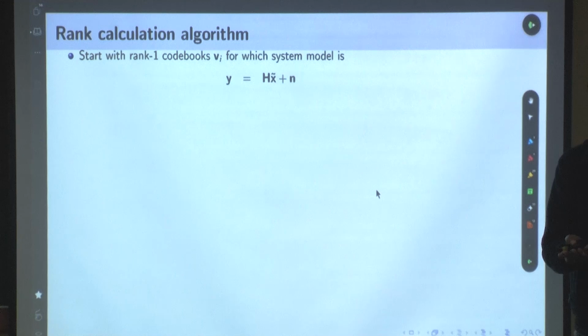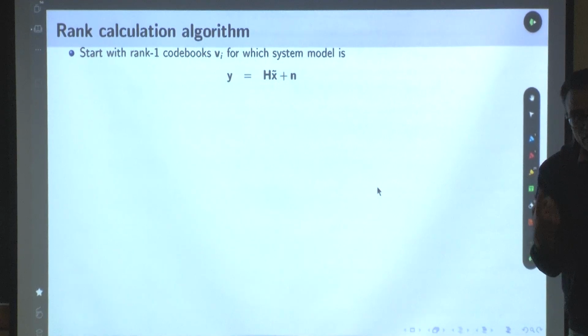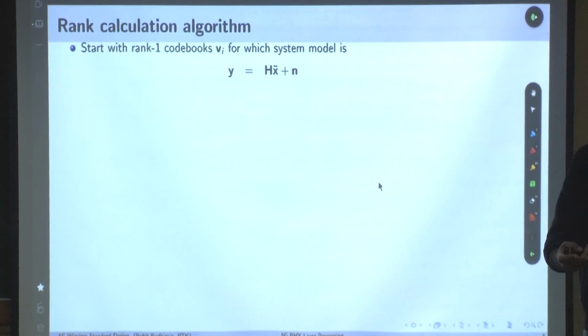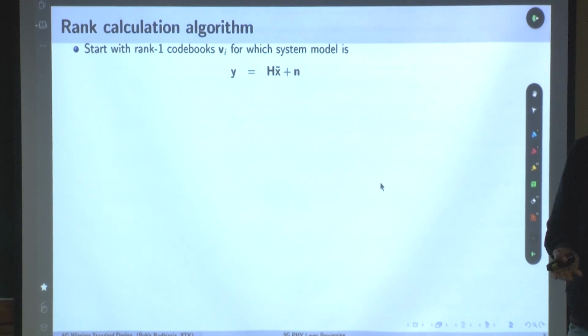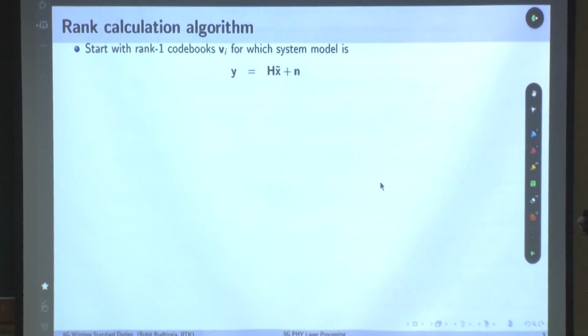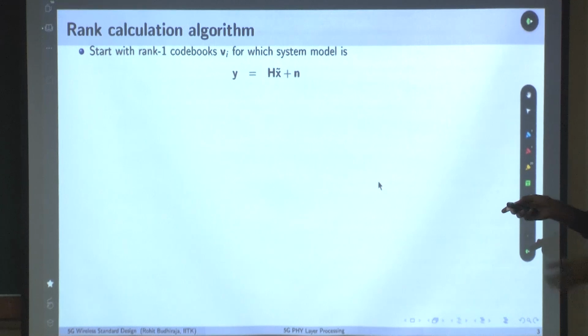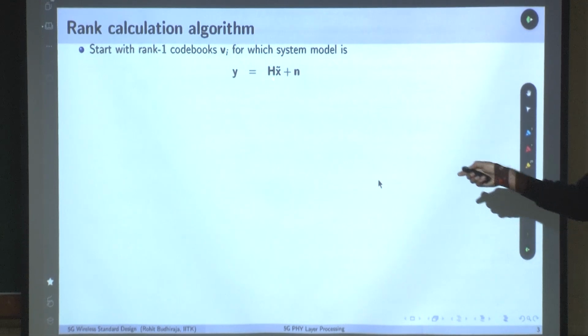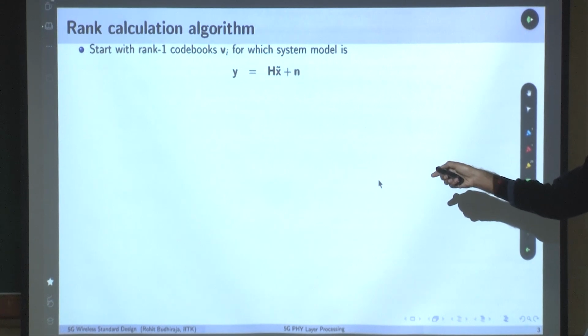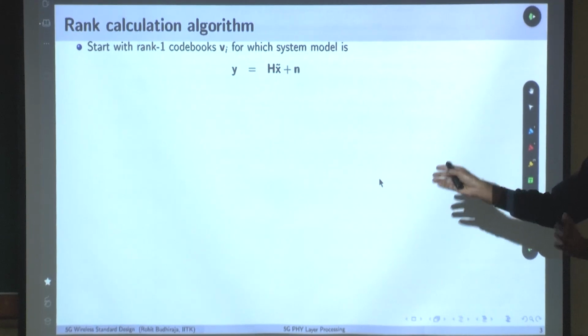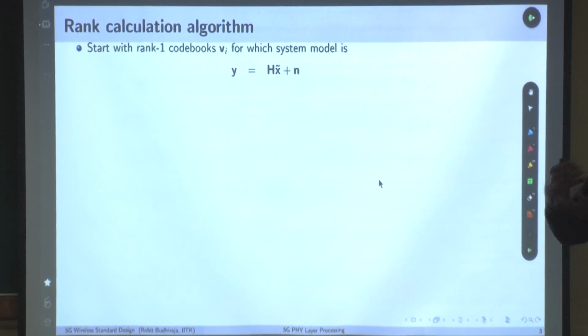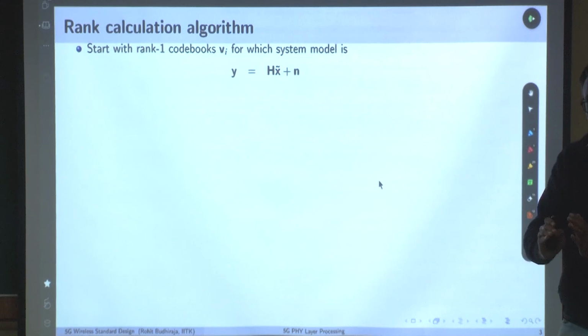It will assume what is being sent. If it is a rank 1 system, how many symbols will be sent? Only 1 symbol will be sent, not 2. That is also common sense. If the rank is 1, then only 1 symbol will be sent. So how will the system model change in this case? It is not the scalar channel, it's not the vector channel, it's the matrix channel, because the system is 2x2, correct?